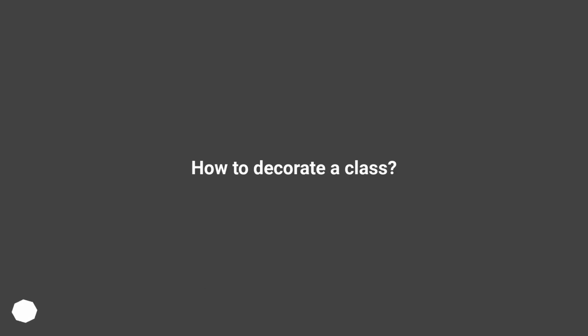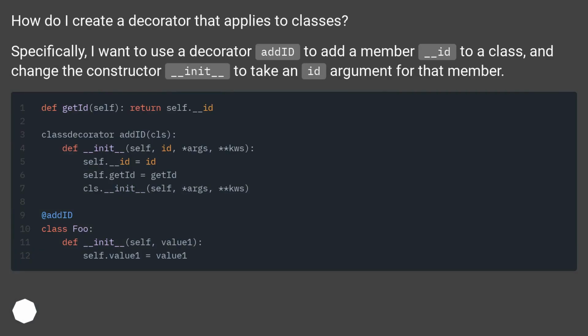How to decorate a class? How do I create a decorator that applies to classes? Specifically, I want to use a decorator to add a member _id to a class, and change the constructor __init__ to take an id argument for that member.